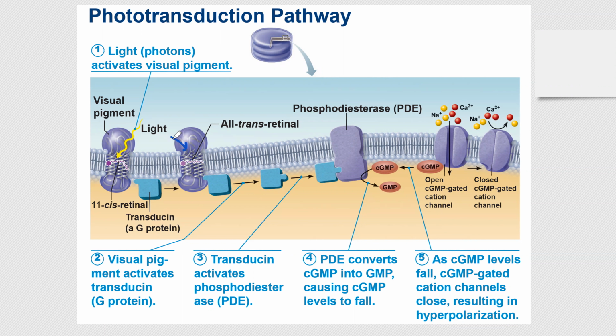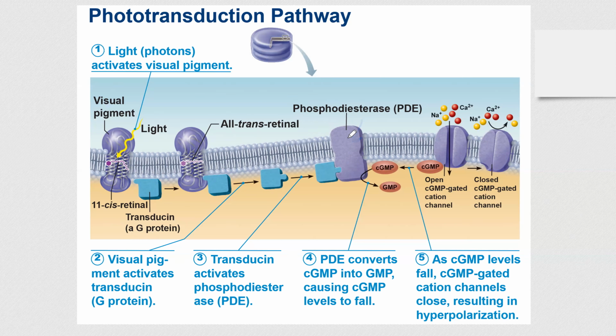When we have bleaching of the pigment, this actually activates a protein shown here in blue. This is transducin, or G protein. So it activates G protein. Now, when G protein is activated, it activates another protein called PDE, or phosphodiesterase. So it activates these phosphodiesterase, PDE, and this is an enzyme.